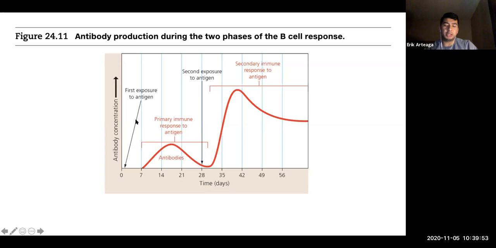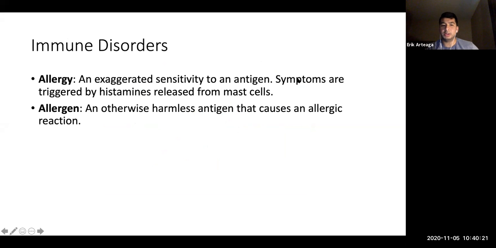So here we have first exposure to antigens, which can be from a vaccine or no vaccine, right? You have the initial infection, the primary response, you have the antibodies being produced, the second exposure to antigen, and then you have an immense amount of antibodies produced in a much quicker time, right? So it's almost instantaneous, right? You start producing and cloning those memory cells in order to produce the antibodies. Okay.